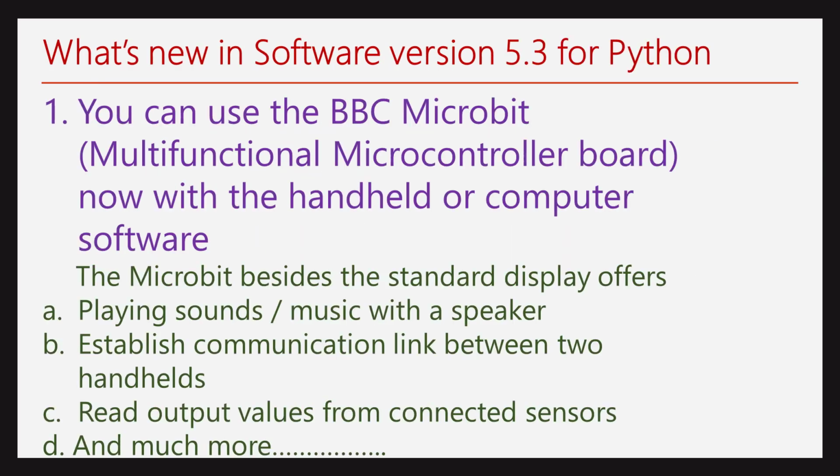There is version 5.3, and the only new addition in 5.3 is that you can use the BBC micro:bit, which is a multifunctional microcontroller on board. Initially it was basically just displays, but now it's got a whole lot of other things, like you can play sound and music with the speakers. You can connect two handhelds, both need to have the BBC micro:bit board. You could read output values from connected sensors. You could connect sensors to the TI Innovator Hub, and you could display outputs over there. And of course, you can do a lot more.